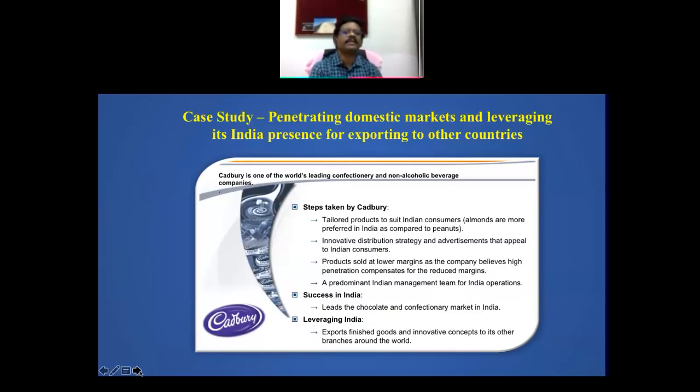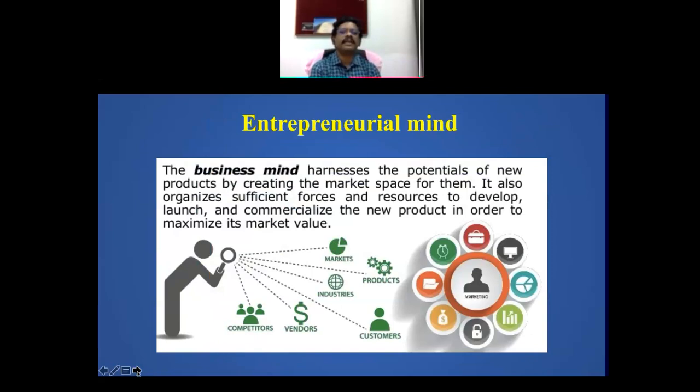Then you can look at Cadbury. Cadbury is another one, in the food business. So you can take up this kind of business opportunity, and then you can start your own ventures, right? So with this, let me look at, finally, the entrepreneurial mindset.